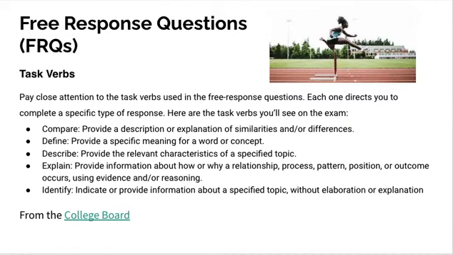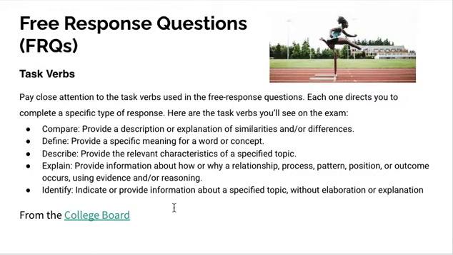But if the prompt says explain, that is the highest hurdle. So in order to get to that highest hurdle, you're going to have to provide a paragraph's worth of explanation. And if you look at that, that's why it says here, provide information about the why or how of a relationship, process, pattern, position, or outcome using evidence and or reasoning. So you're going to have to explain something more in depth.